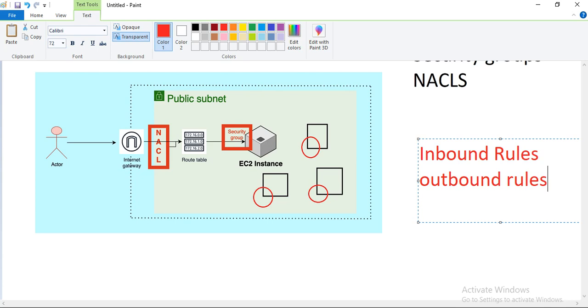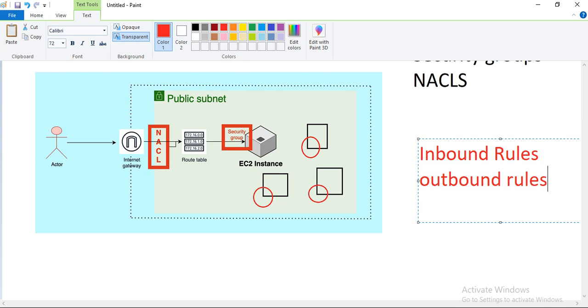Security groups can be configured using IP addresses, security IDs, DNS, and many more such things. They operate at the instance level only, and validate the rules before allowing traffic to reach the instances.